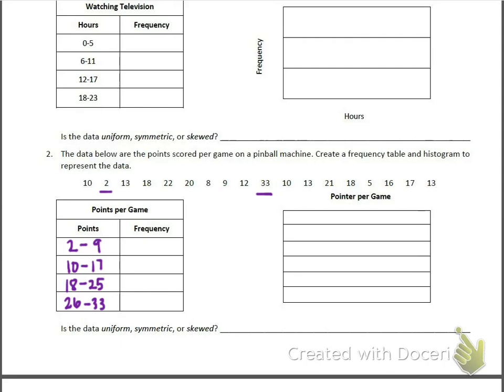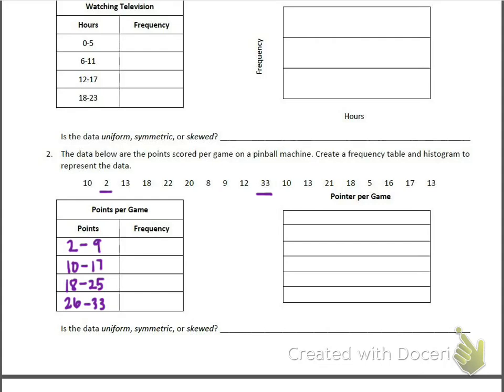So try your best to break it up so that you're as close to the smallest and the biggest number as possible. Sometimes that means you're going to have 5 intervals. That's okay. Usually we want 4 or 5 intervals, not usually any less than 4. Okay? So some of yours might look slightly different from mine, but that's okay. I'm going to go off of this one.